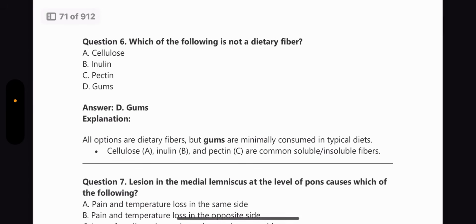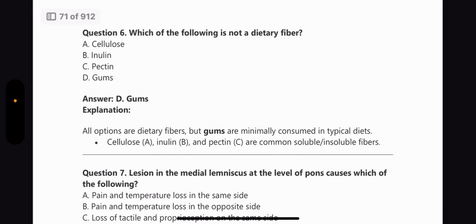Next question, which of the following is not a dietary fiber? Answer is gums. So all options other than provided here are dietary fibers, but gums are minimally consumed in typical diets.